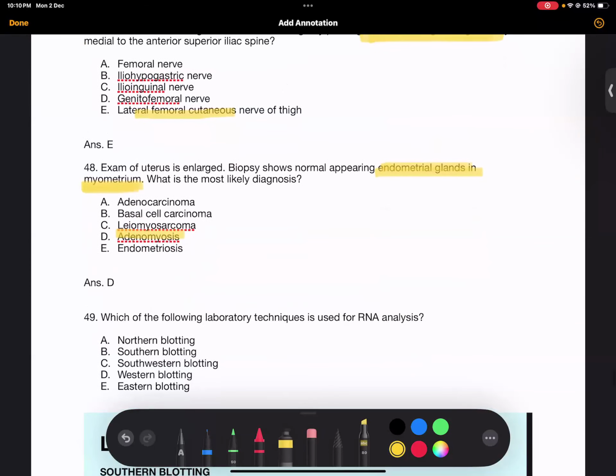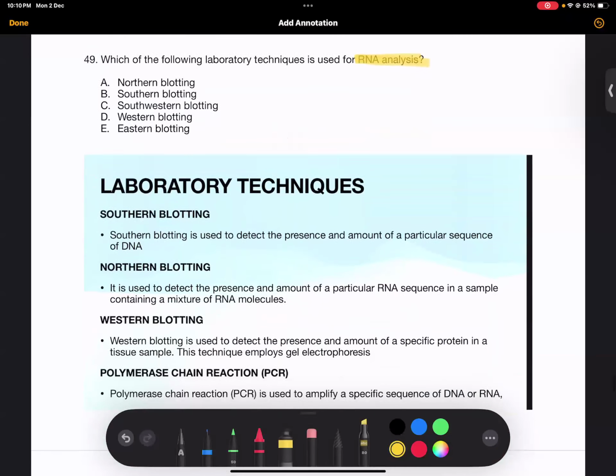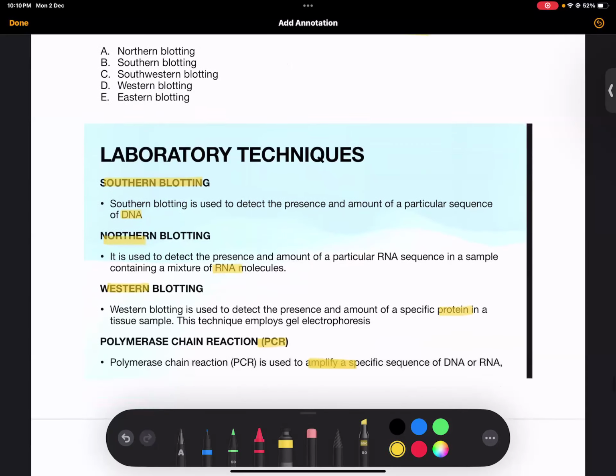Okay, so for RNA analysis, which test to be used: Northern, Southern? This table is important. Southern blotting is used for DNA, Northern blotting for RNA. These two things you have to remember. Western blotting for protein. And PCR whenever you want to amplify. So you need to see what point they are asking. Whenever they're asking you about the amplification of a specific sequence, you need to select PCR. And the rest of the things you need to select accordingly by DNA, RNA, or protein.